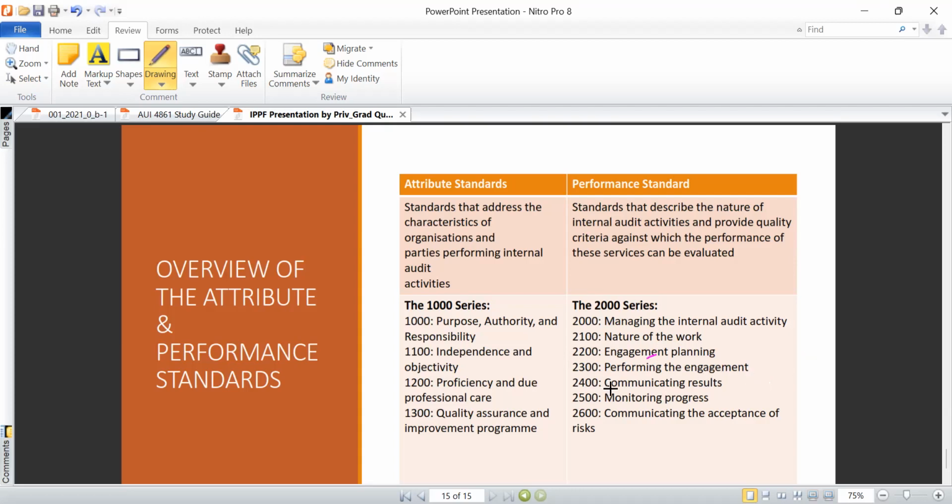2400 deals with communicating of the results that have been observed or gathered during the audit process. And then lastly, 2500 deals with the monitoring. So after you've communicated the information that is to be considered by management for improvement's sake, you would then go a step further to monitor or review whether they've actually implemented what you've recommended, right? That normally happens after you have communicated the audit result. And then standard 2600, communicating the acceptance of risk.